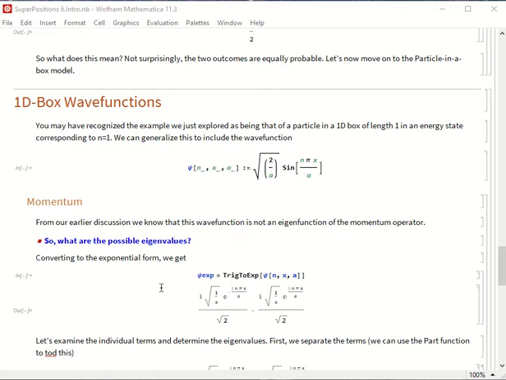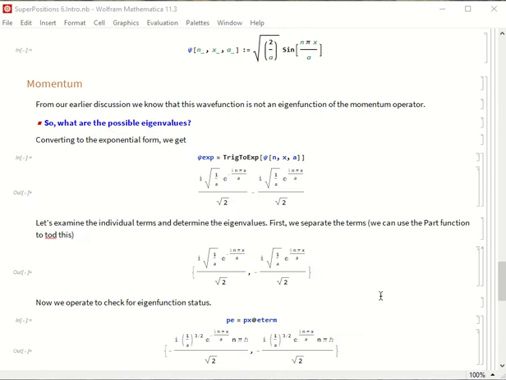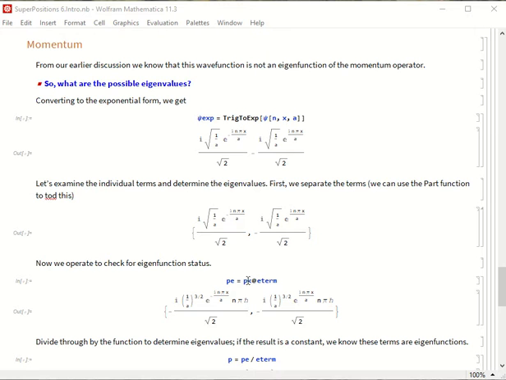Here we go through the process of writing it as exponential functions, which we see right here. I've converted our sine function using the trig to exponent function into this linear combination. Again, that means we get these two possibilities in our term. If we then operate on that linear combination, in each of those terms, with the momentum operator, we get this. Okay, so this is still kind of confusing.